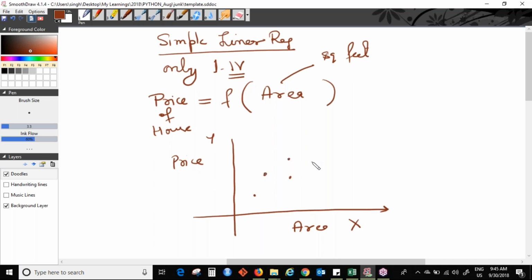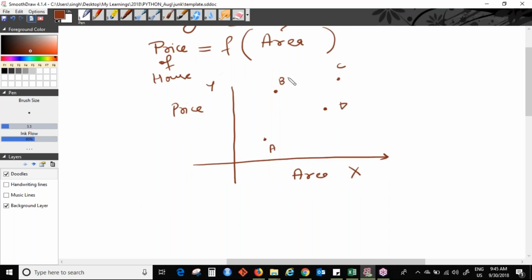And let's say these are the points I have. I have collected data of several houses and this is what I get. Let me make it fewer so that it is easy to evaluate. Let's say I have collected data of four houses, house A, house B, C and D.